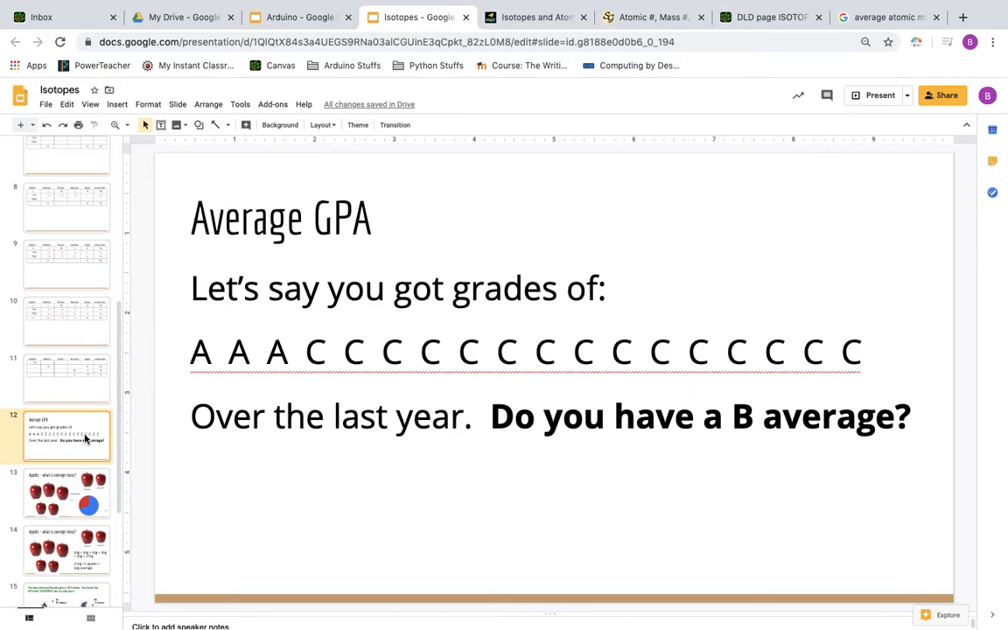See your grades below. Let's say this is for 2 years of school. You have an A, an A, and an A. Good job. And then a whole lot of C's, fourteen of them.